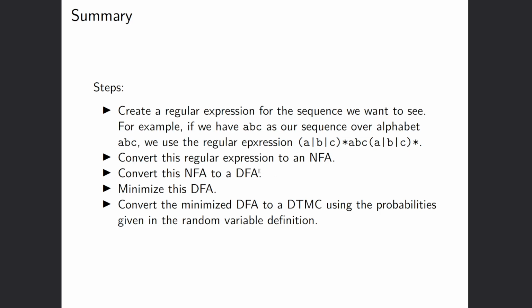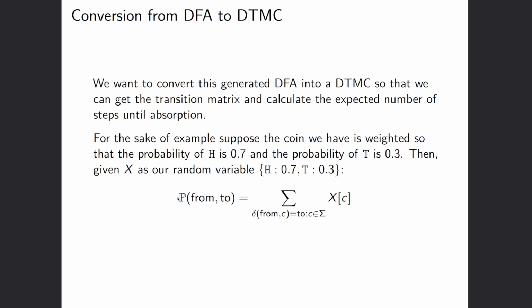And then you want to convert this NFA to a DFA using something like the power set construction. Then we want to minimize this DFA using something like Hopcroft's algorithm. And then we want to convert the minimized DFA to the DTMC, using the probabilities given in the random variable definition. So using this formula right here.